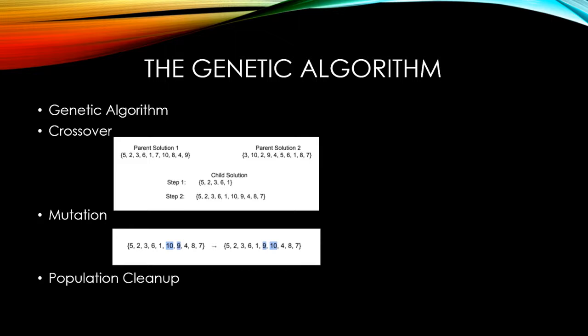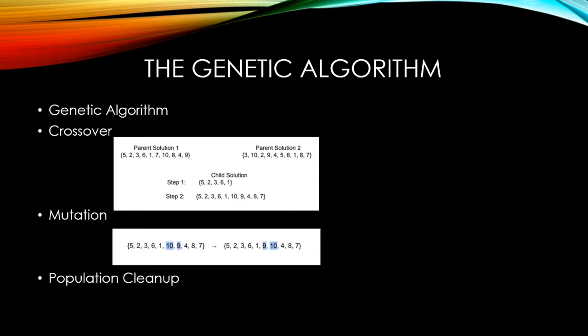First, the crossover is done by taking two parent solutions. The first half of the parent is taken and given to a child solution, and then the second parent fills in whatever the child solution doesn't have. So you can see in the picture here, in step 1, the first half of parent solution 1's numbers are taken, 5, 2, 3, 6, 1, and then parent solution 2 gives whatever the child solution does not have already.